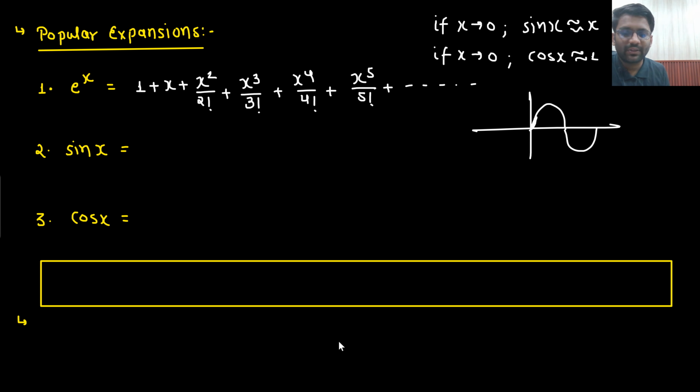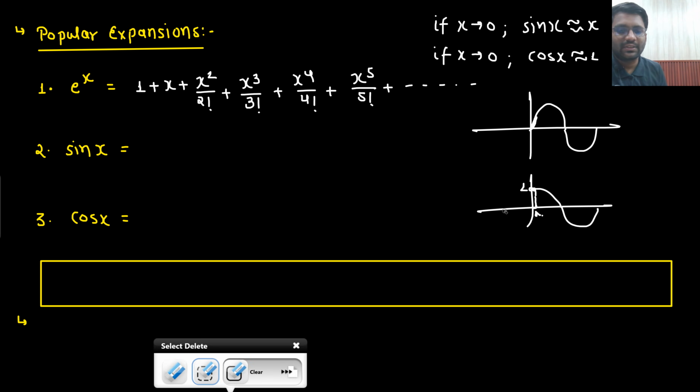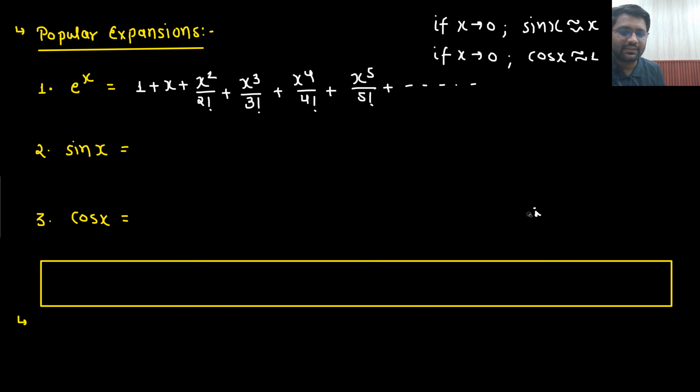So if x is very small, sin x could be approximated to x. And if x is very small, what about cos x? This is the graph of cos x. If x is very small, what is this nearby value? It is nearly 1 only, no? If x is somewhat 0.0001, the value you are getting is nearly 1 only. So this is how you can remember. If x is very small, then sin x could be replaced with x only. So it will start from x.